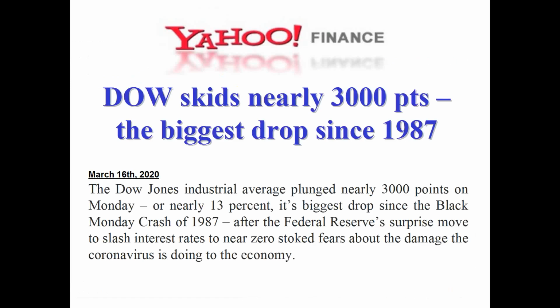And we see here, Yahoo Finance reports that the Dow skids nearly 3,000 points in one day. The biggest drop since 1987, when I was on the floor of the Pacific Stock Exchange when I traded through the crash. It says here, the Dow Jones Industrial Average plunged nearly 3,000 points on Monday, or nearly 13%, its biggest drop since the Black Monday crash of 1987, after the Fed's surprise move to slash interest rates to near zero stoked fears about the damage the coronavirus is currently doing to the economy. So everyone got spooked on that, and that's why the market went down tremendously, right? It's easy to explain. That's why everyone's always looking for a reason.